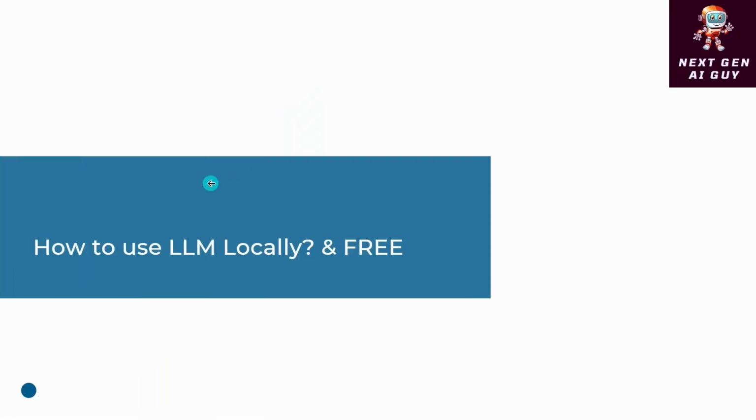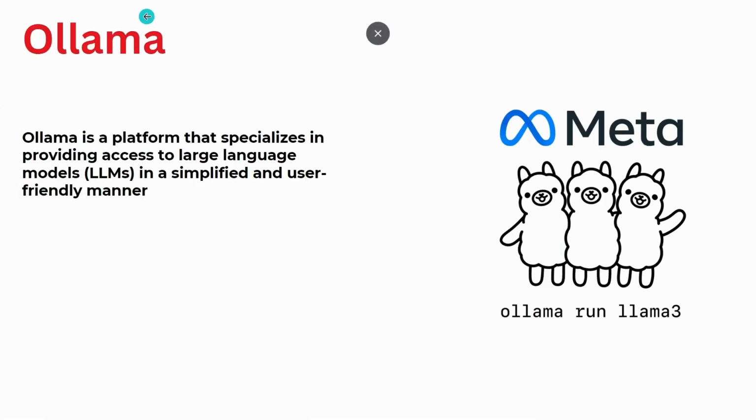Next, we are going to see how to use a large language model locally, and also how to get a free API key for a large language model. The first way is Ollama. Ollama is a platform that specializes in providing access to large language models locally. I will show you how to do that.